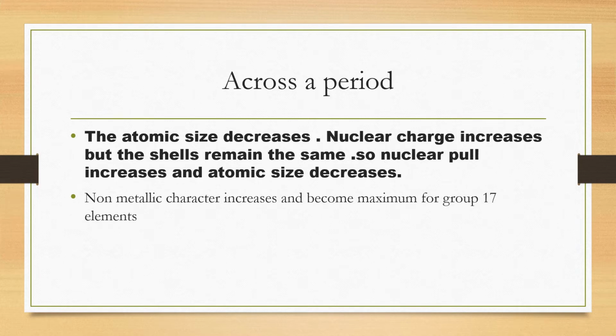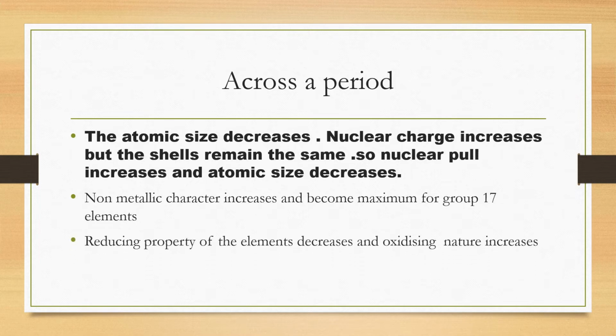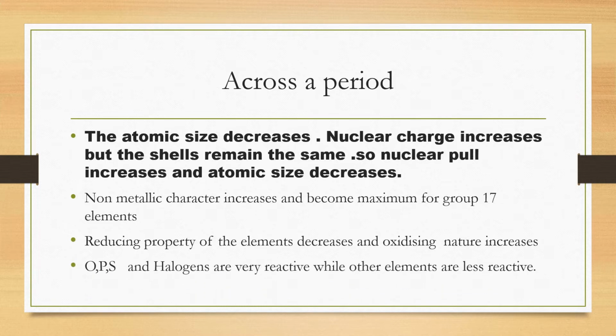Non-metallic character increases from left to right and becomes maximum for group 17 elements. The reducing property of the elements decreases across and oxidizing nature increases. Oxygen, phosphorus, sulfur and halogens are very reactive, while the other elements in the P block are less reactive.